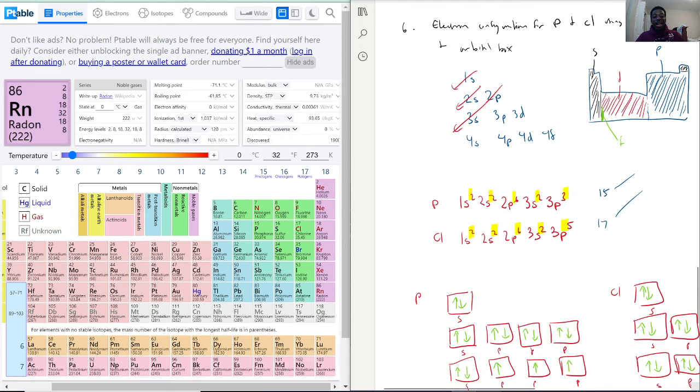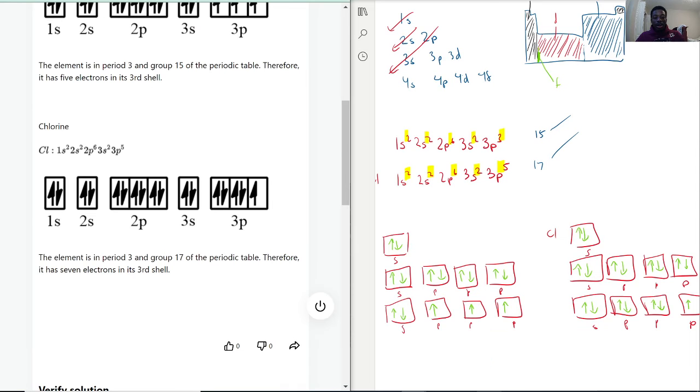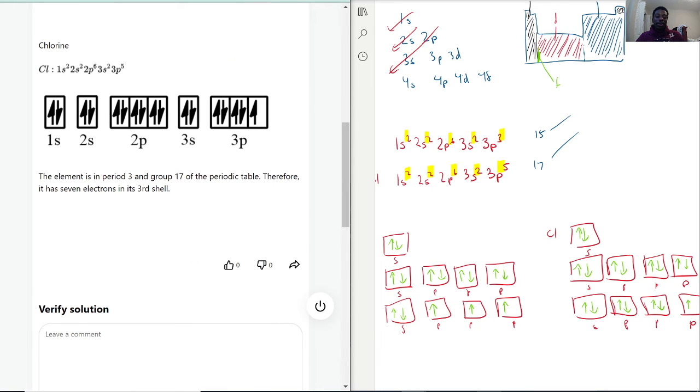So let's see how we did. Yep, 3p3, and that's how they filled it halfway. It's perfect. And chlorine, 3p5, and that's how they filled it as well. Great. And exactly, group 15 in the periodic table, group 17, and it has 7 electrons in its third shell. Pretty much exactly, you should be able to find exactly what element it is based on the amount of electrons it has, as long as it's not an ion you're working with.